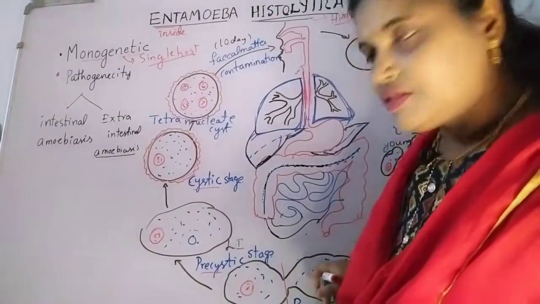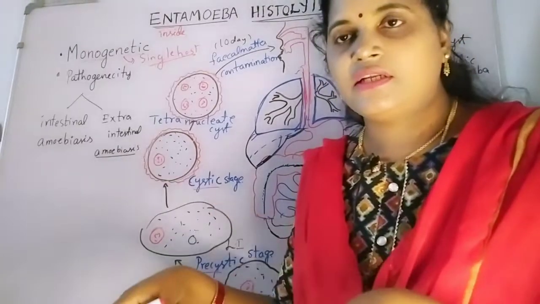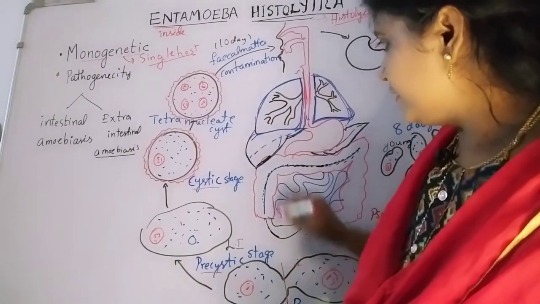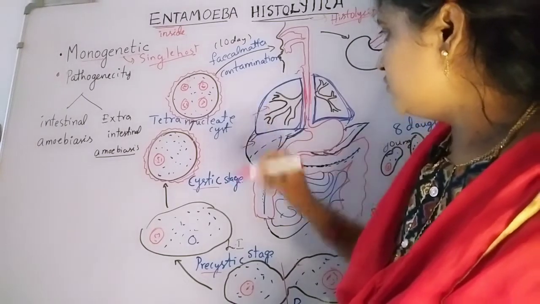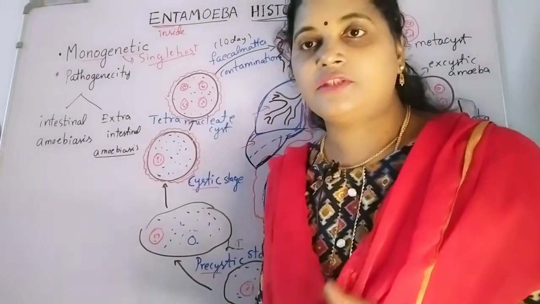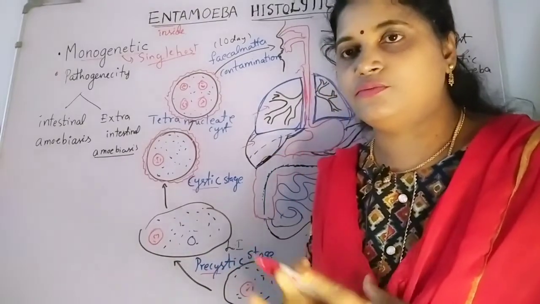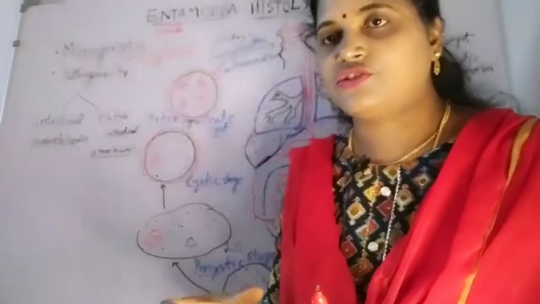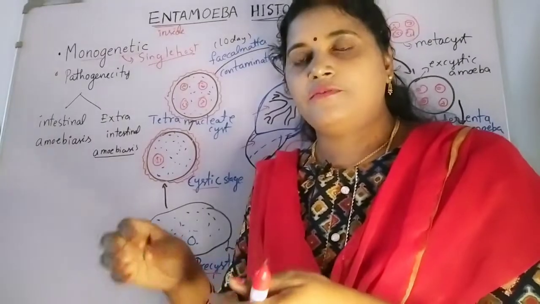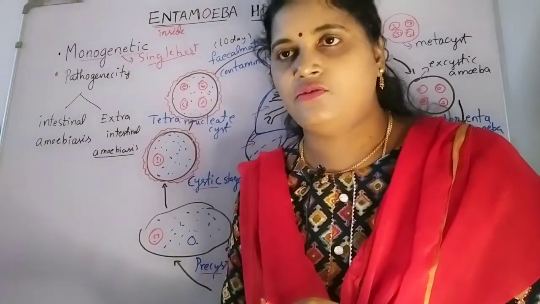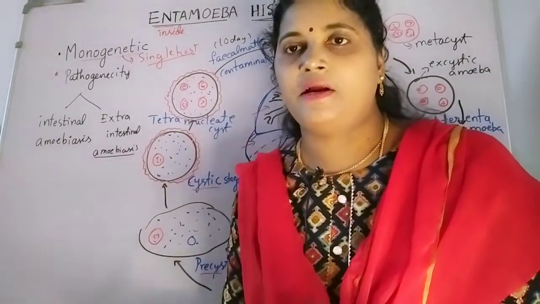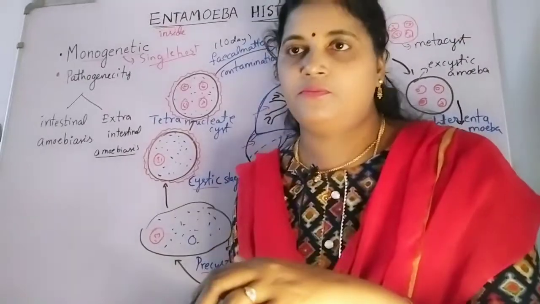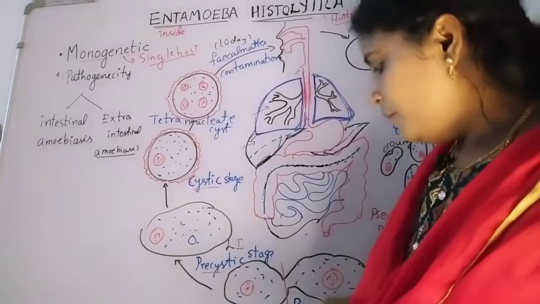So what about the next one? Here the daughter trophozoites are going to attack the liver and lungs, and sometimes even the brain, and form abscesses in those structures. An abscess is nothing but it finally causes ulcers in those parts. Because of the ulcers the person is going to face a lot of problems. So here, binary fission.